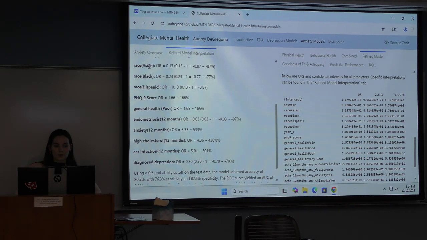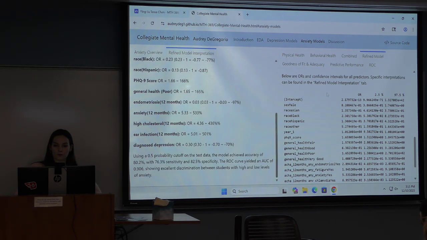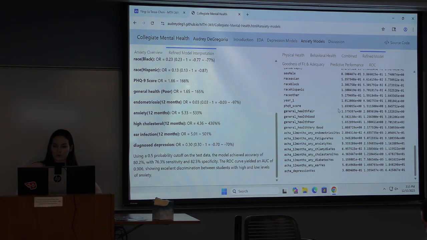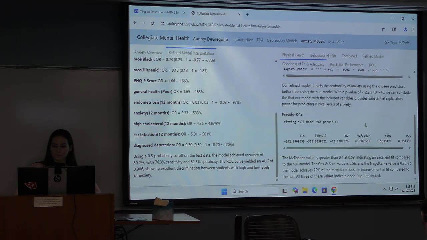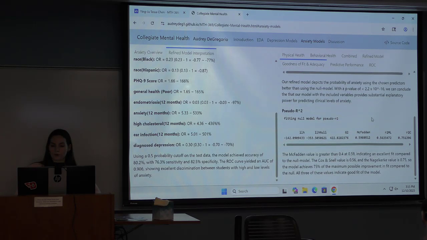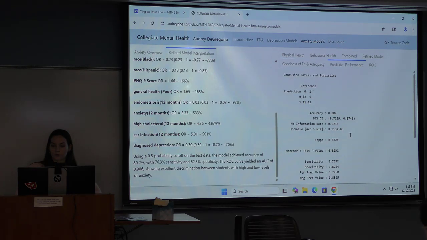And we only had race, Asian, Black, and Hispanic, not other, being less significant than white students for anxiety. And then higher PHQ-9 scores are associated with higher anxiety. And people with poor general health were more likely as well. And then I'll get to some of the other things as well. So again, this model had good predictability for levels of anxiety.